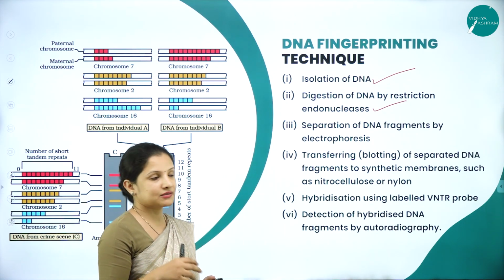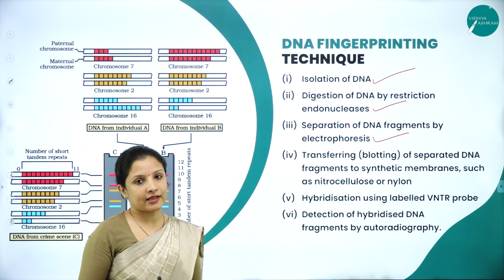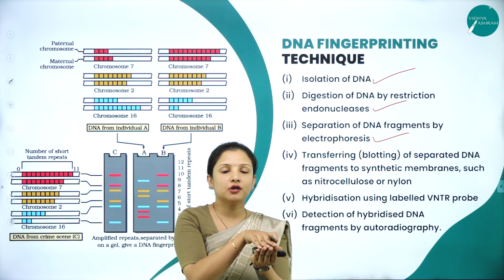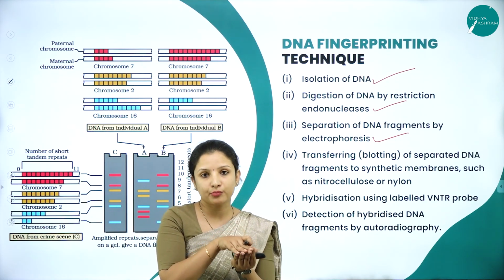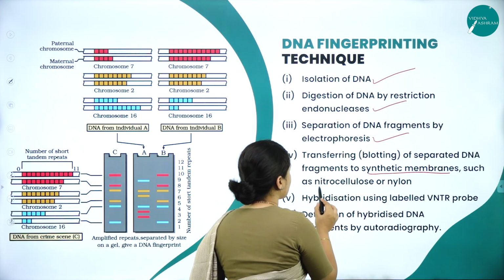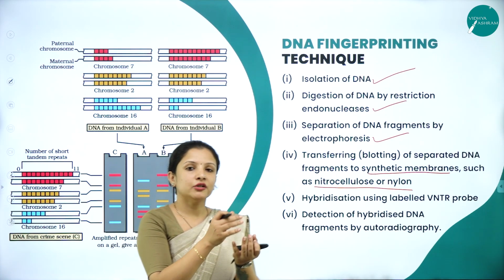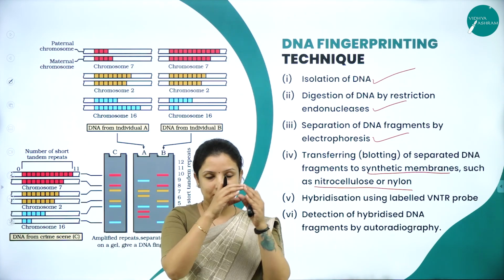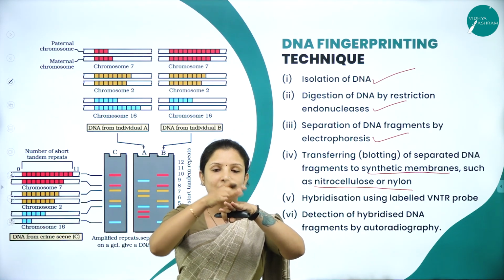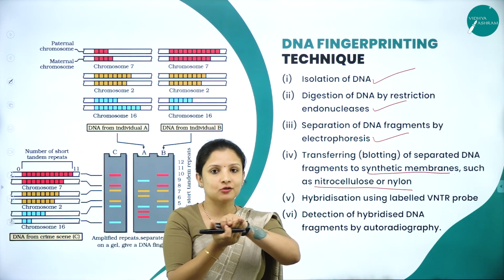Then the DNA fragments should be separated based on density. That is done on gel electrophoresis. Then the DNA strands will be transferred by what we call the Southern blotting technique. They will be transferred to a synthetic membrane made of nitrocellulose or nylon, because you can't use the gel itself. The synthetic material is kept on the gel so that, like a blotting sheet, the DNA strands can go and stick onto it.